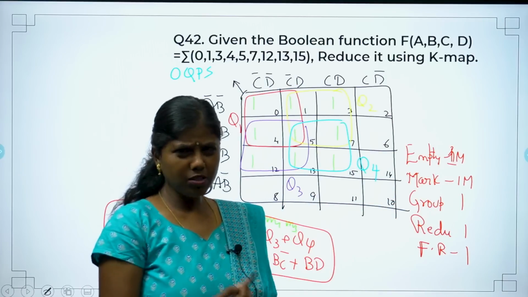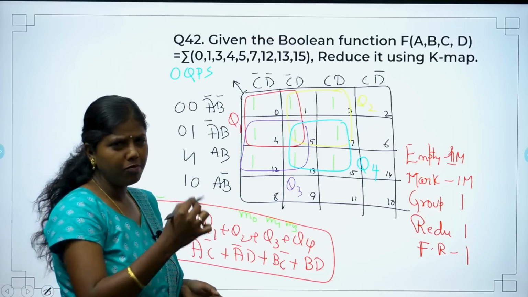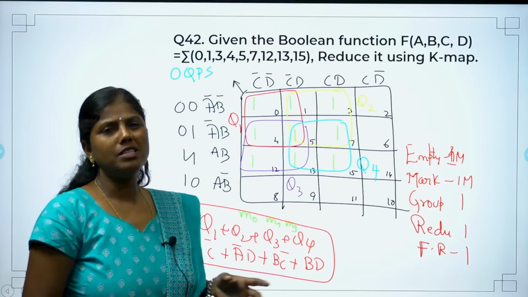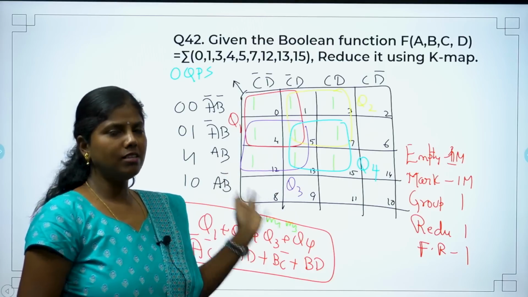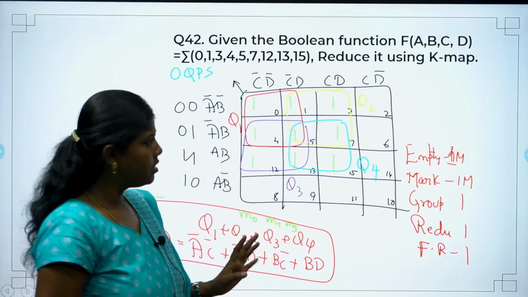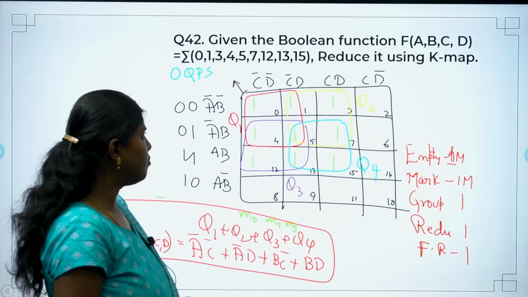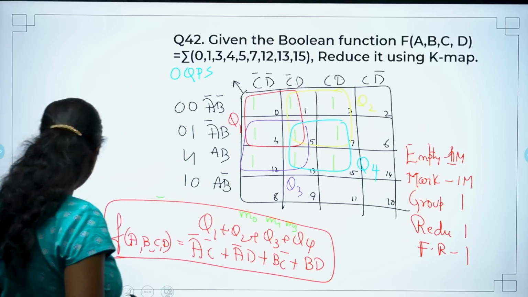Now looking at the terms itself, I think you'll be able to understand which is the common factor, where is the one present, and which terms you have to look at, and then take the common factor and write it. Is the point clear? So this is how we solve the K-map. So we'll just go for the next question.